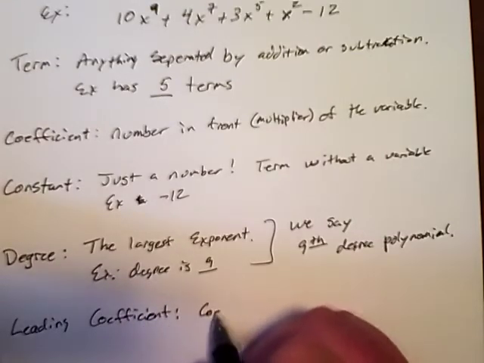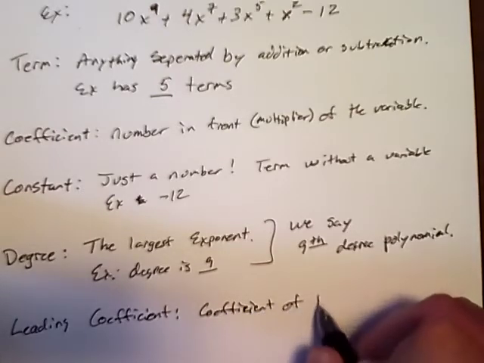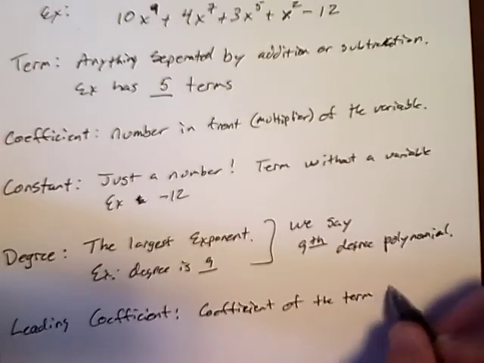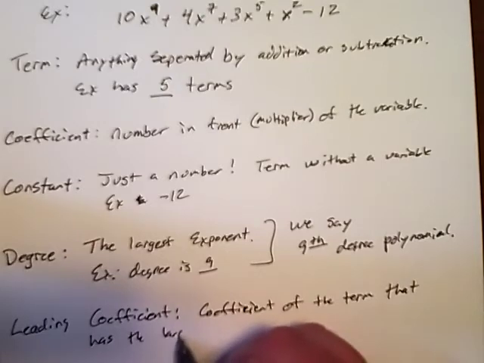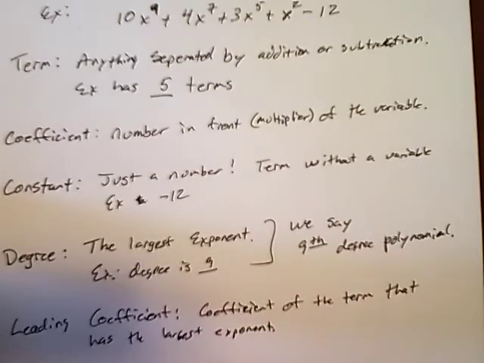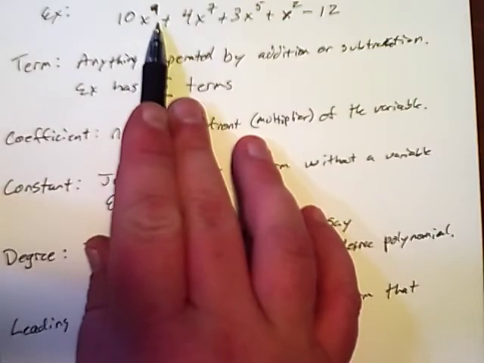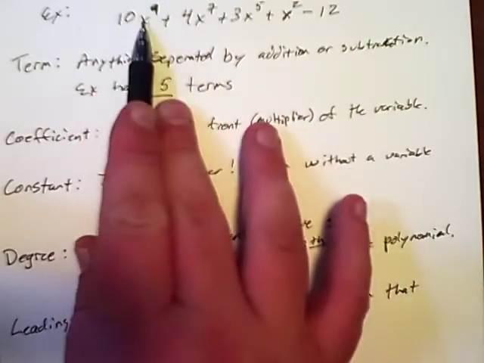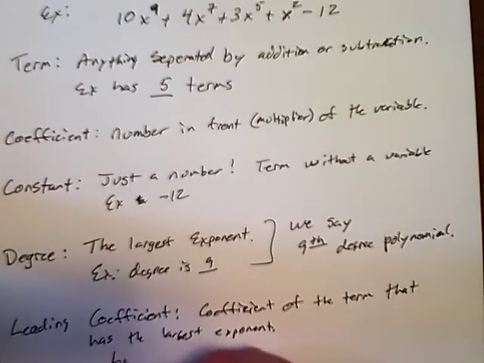And this is the coefficient of the term that has the largest exponent. So the term that has the largest exponent in this instance was 10x to the 9th. And the coefficient for this term is simply 10. So here, the leading coefficient for this example is 10.